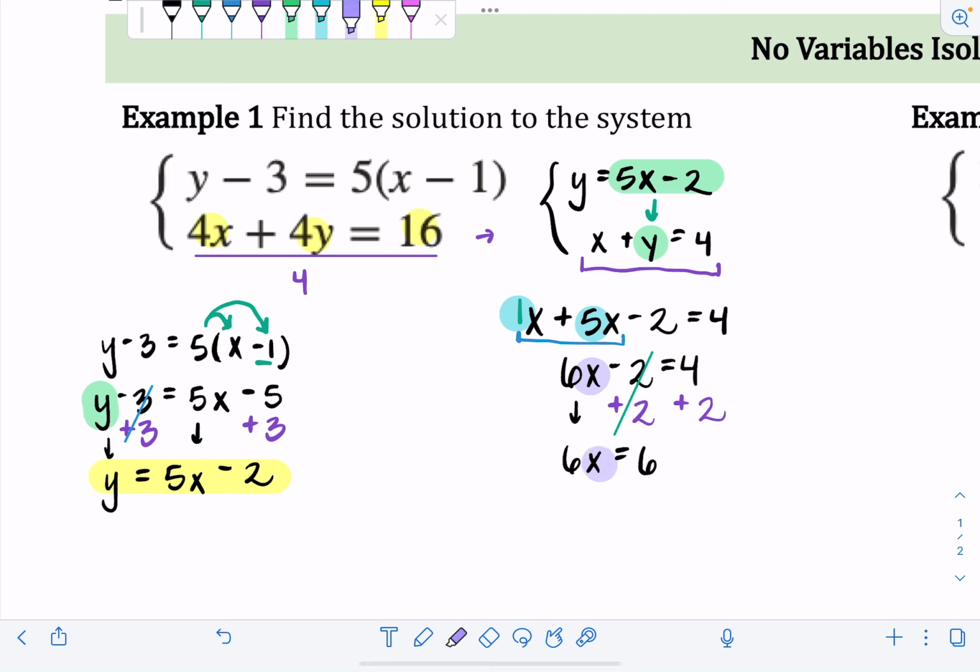Still trying to get x by itself. Now I have a 6 that is being multiplied by the x. So to undo multiplying by 6, I would divide both sides by 6. So 6 divided by 6 is 1. So this goes away and it would become a 1x.